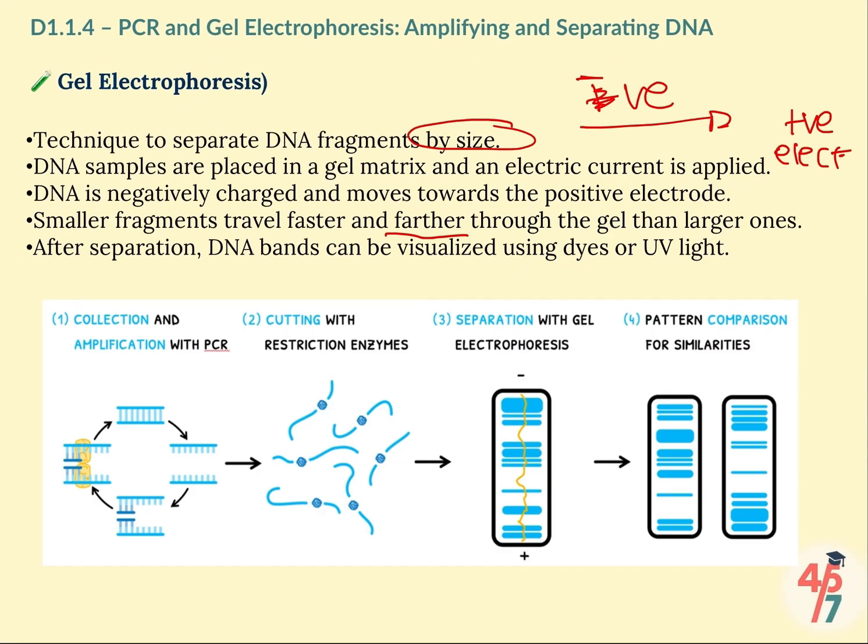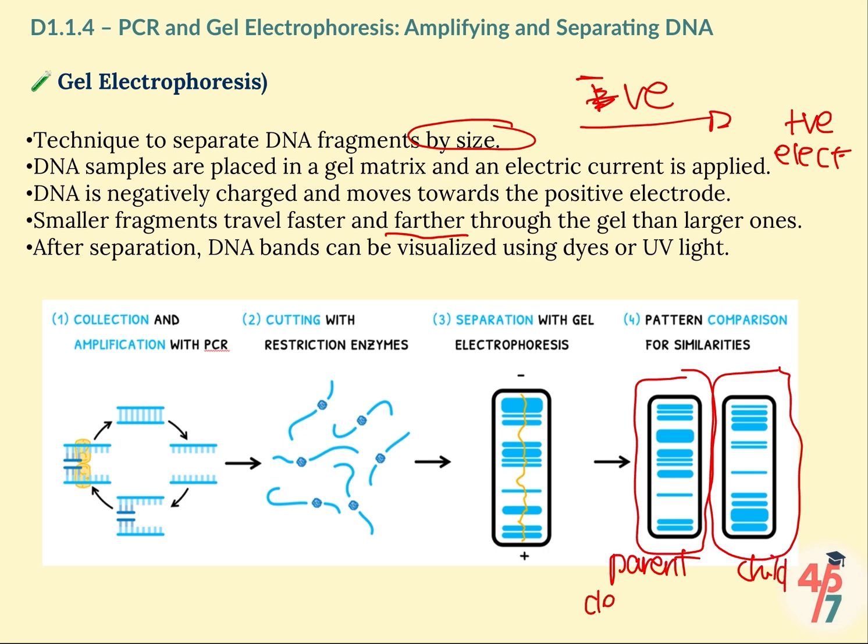And this creates the barcode pattern you see in textbooks and in crime scenes. Just like this, they take the patterns and compare them, like a parent and a child, or the victim in a crime scene and the one suspected of killing them, the serial killer.